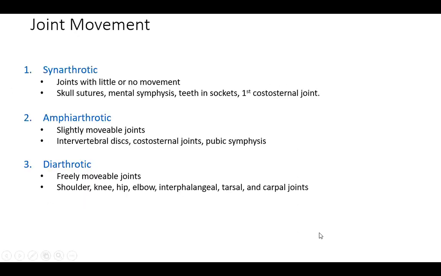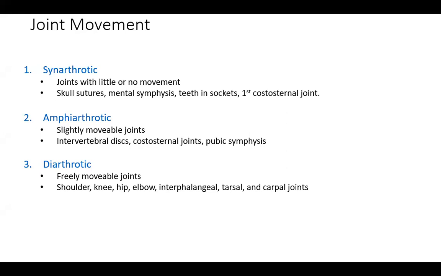An immovable joint is called a synarthrotic joint. Synarthrotic, immovable. We generally consider the sutures in the skull or the mental symphysis, where the mandible has come together, the teeth in our sockets, as well as the first costosternal joint, where the ribs come together with the sternum, to be immovable joints.